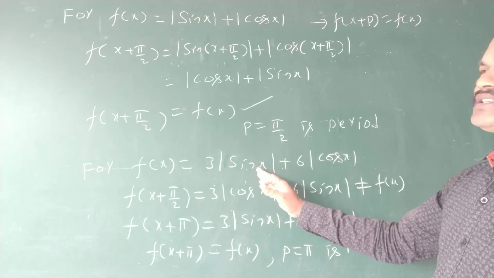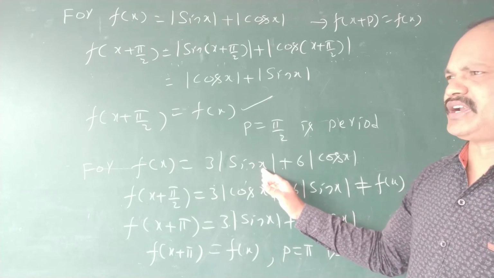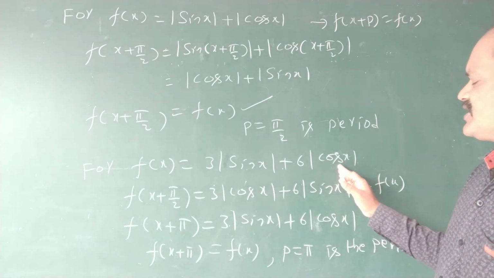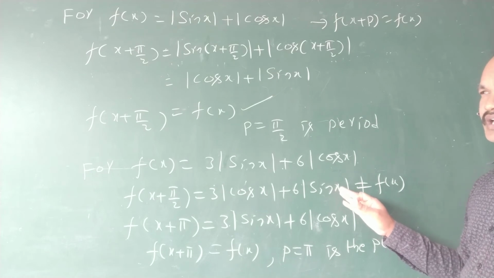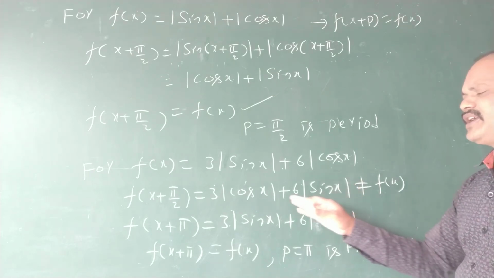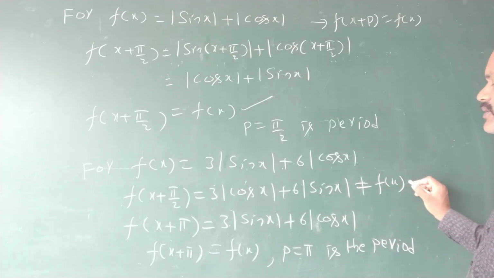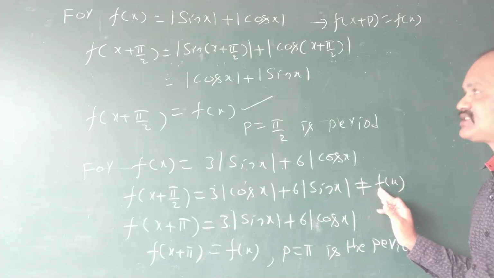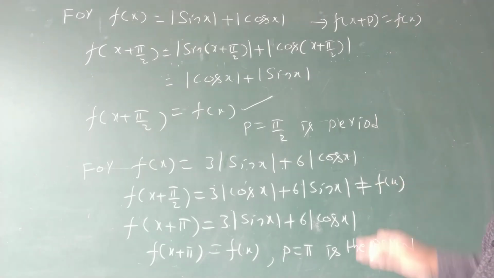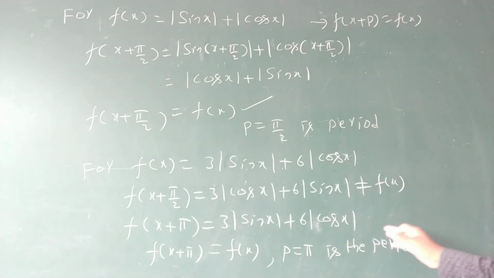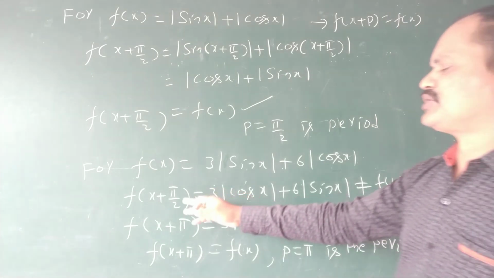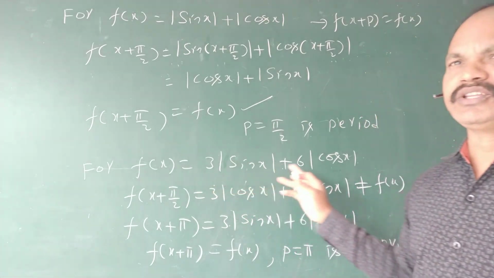Since sine will change, from x plus 90 it is cos, and cos will change to sine, since it is mod, that's why 3 mod cos x plus 6 mod sin x. So the function will be changed. This is not f of x, such that f of x plus p equal to f of x. That's why this is not the period. Pi by 2 is not the period for this function.